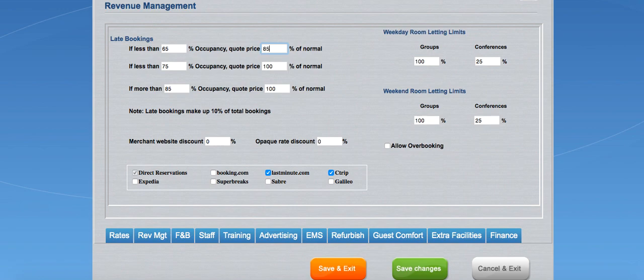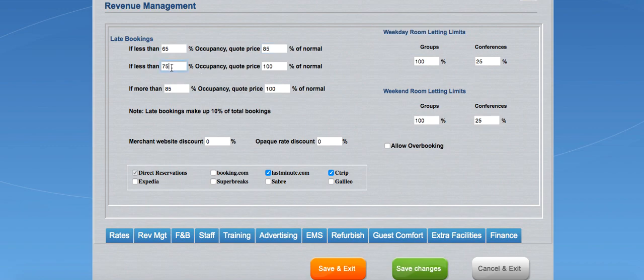So I might change that to 85% of the normal rate. So I'm effectively taking off a 15% discount. It's important, however, that we enter that as 85 and not as 15. So we're charging it at 85% of the normal.